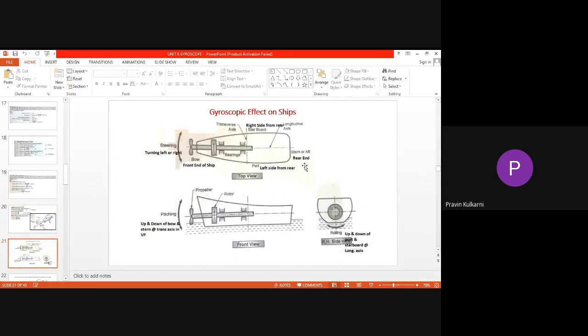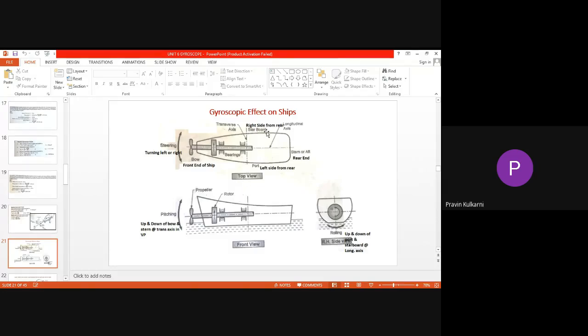Then we move to ships. So we have got steering motion, which is shown in top view. When a ship takes a right turn or left turn, that is called steering. Pitching is the up and down motion of the bow, isn't it? So different parts of the ship are like this.